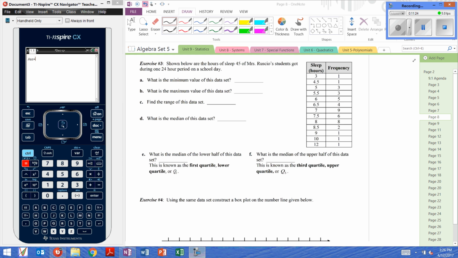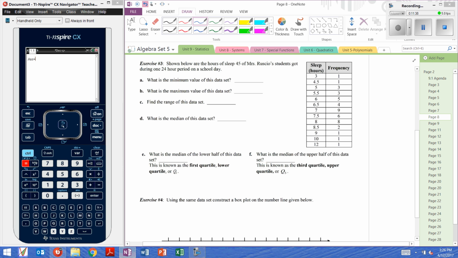Looks like we have a table of the hours of sleep of 45 of Mrs. Ruscio's students during a 24-hour period on a school day. And they ask us some questions about this data. So they want to know the minimum. So the minimum is 3 hours. The maximum is 12 hours.